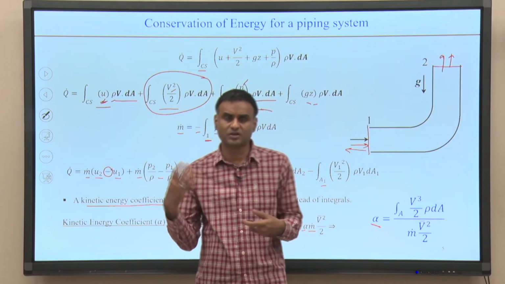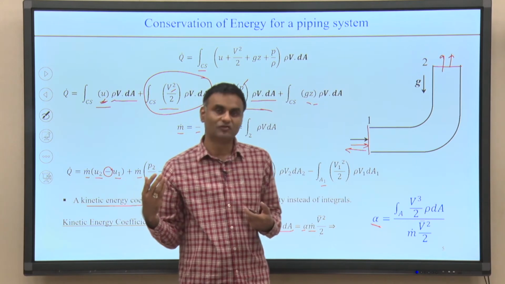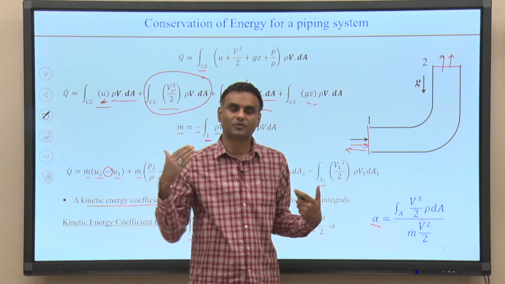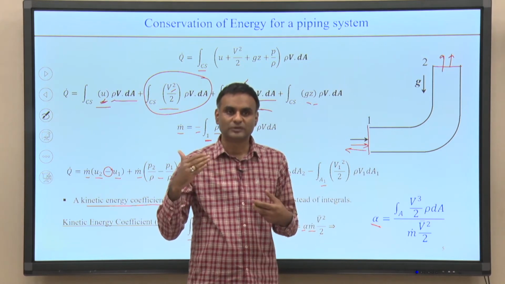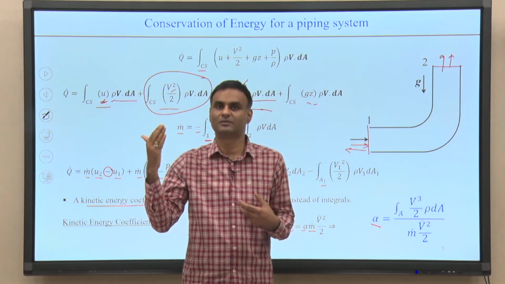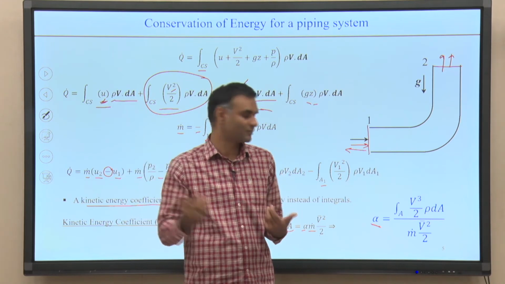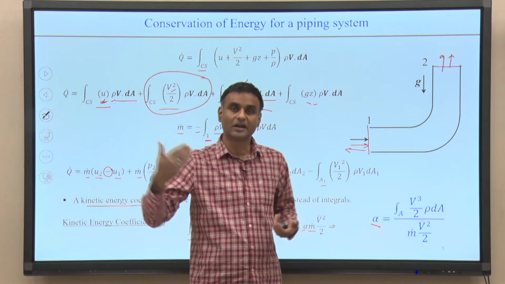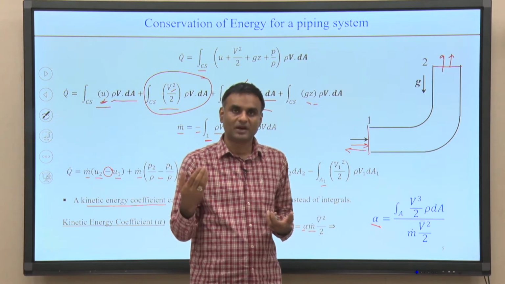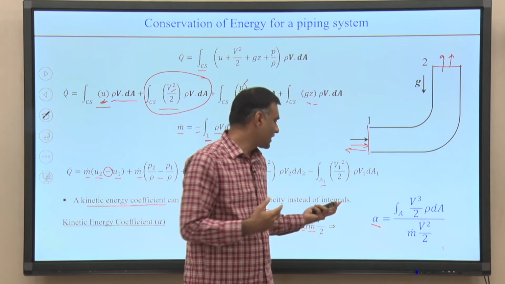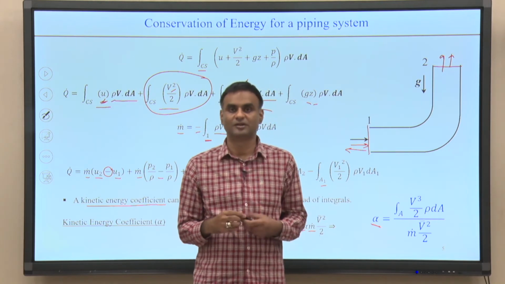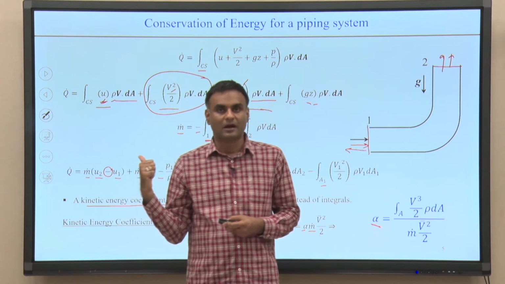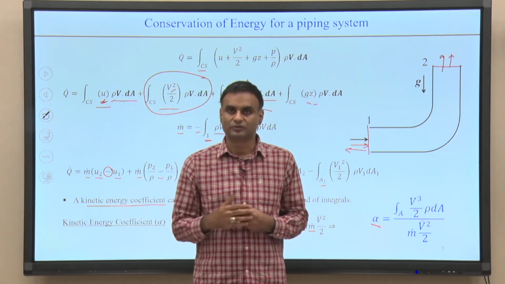Now, if you substitute the values, because we know how the velocity profile changes for fully developed laminar flow, the parabolic velocity profile, and we can write the area element as dA equal to 2 pi r dr, we will be able to calculate alpha for laminar fully developed flow. You will notice that it comes out to be 2. I will leave that as an exercise for you to do.